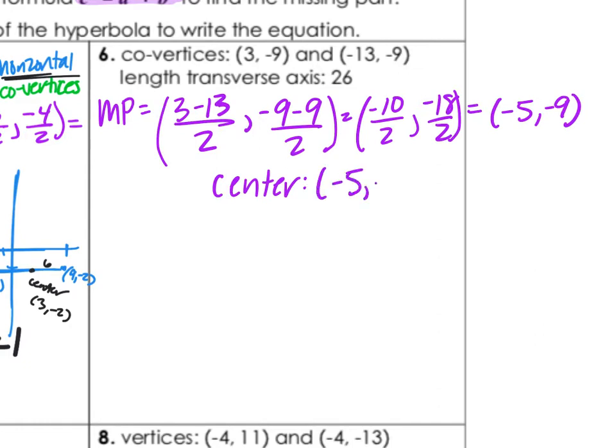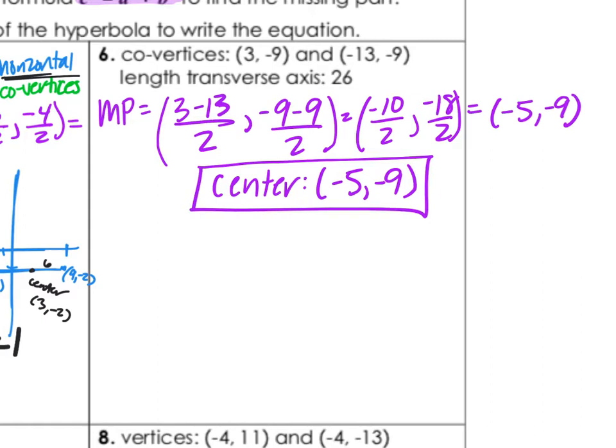Negative 5, negative 9. And now we know here that the length of the transverse axis is 26. And we know from your notes earlier that the length of the transverse axis is the distance between the vertices. So if the distance between the center and one vertex is a, then the distance between both vertices is going to be 2 times a. So a here is going to be half of 26, which is 13.